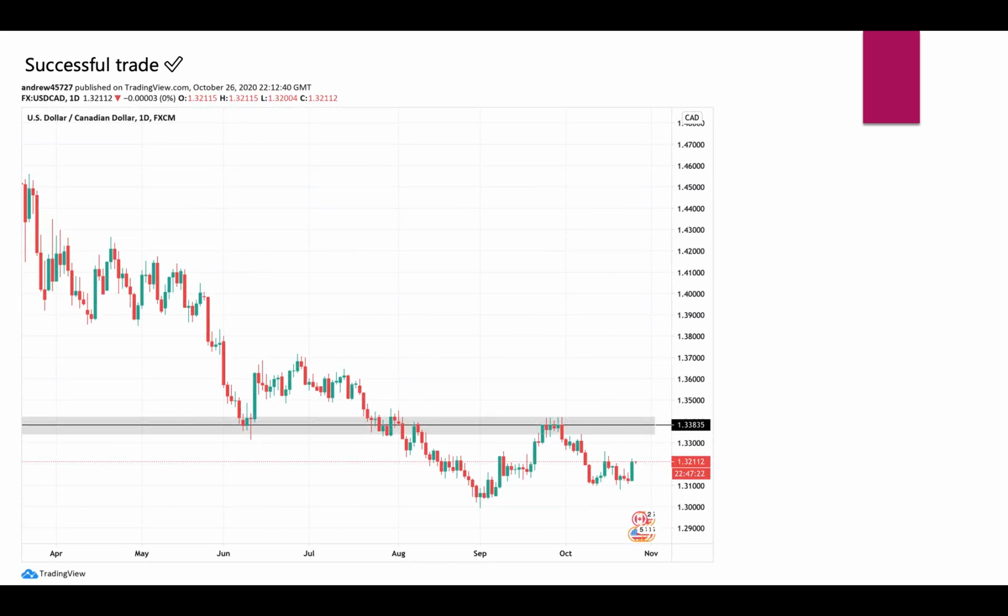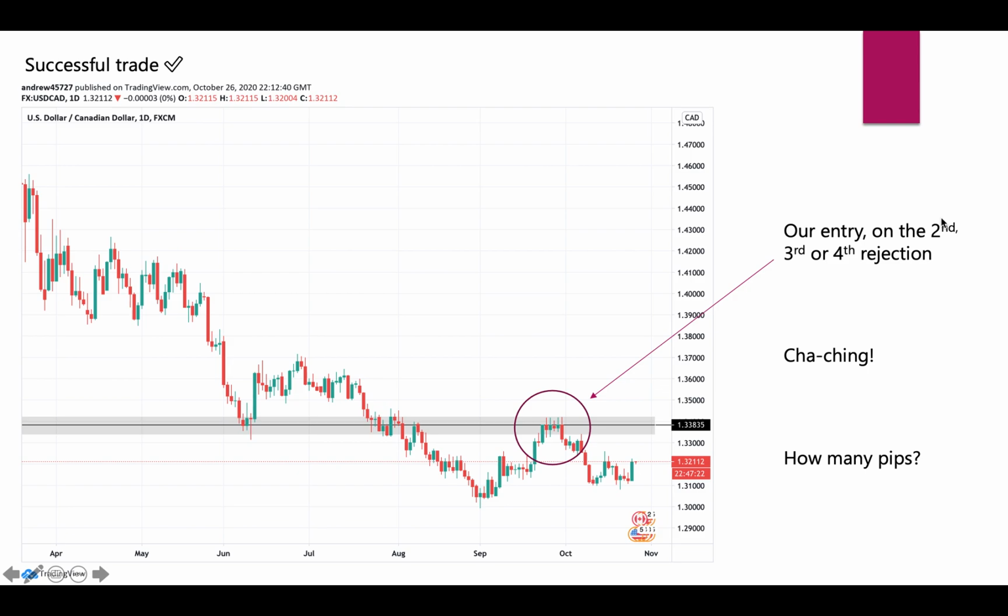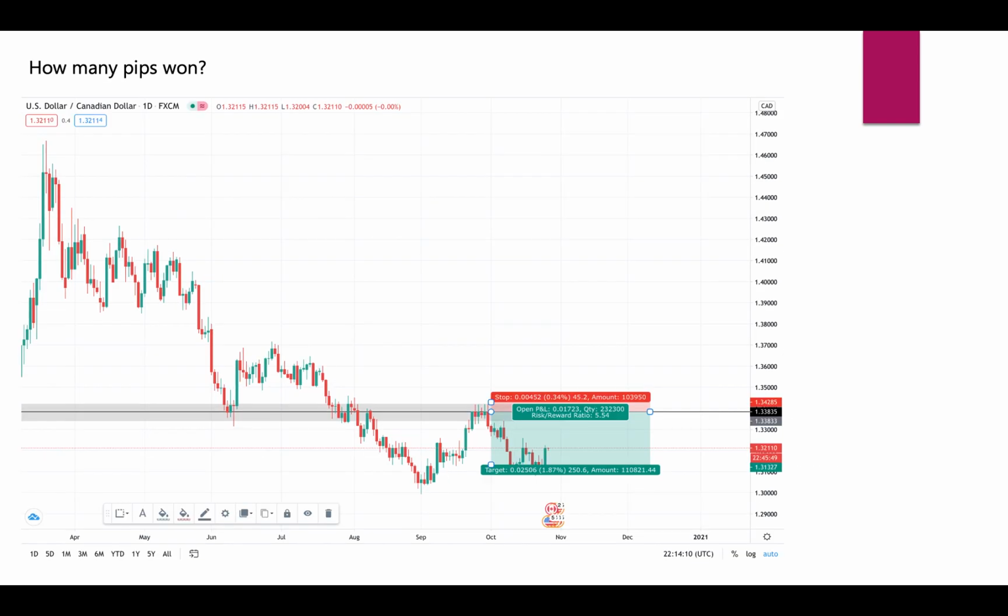So it was a successful trade, as you can see, based off of our confluences. That was our entry point on the 2nd, 3rd, or 4th rejection. Cha-ching. That money is now yours, because remember, this is a daily chart. That's a lot of pips there. Now we're going to calculate how many pips that would have been. Look at that, 250.6 pips won. Incredibly powerful strategy.